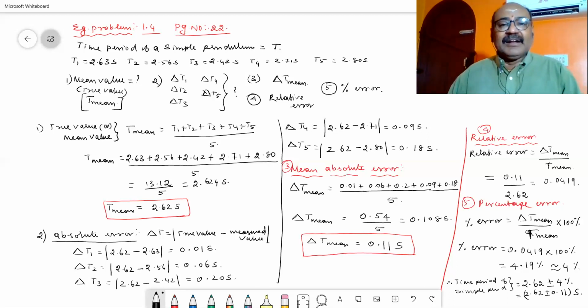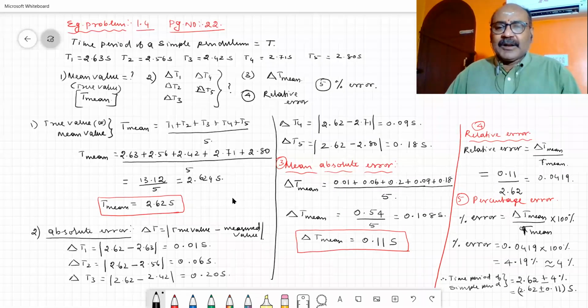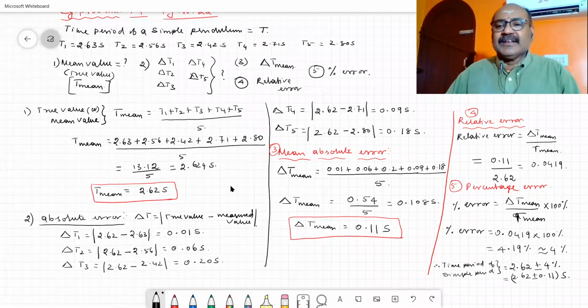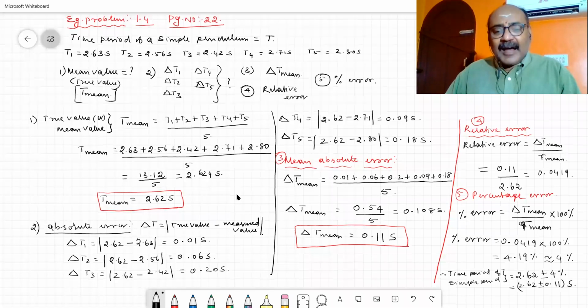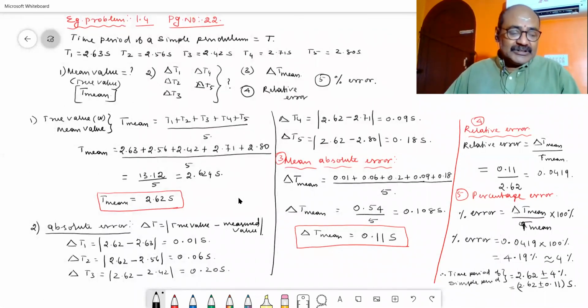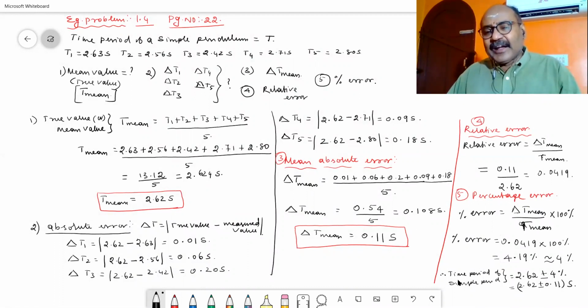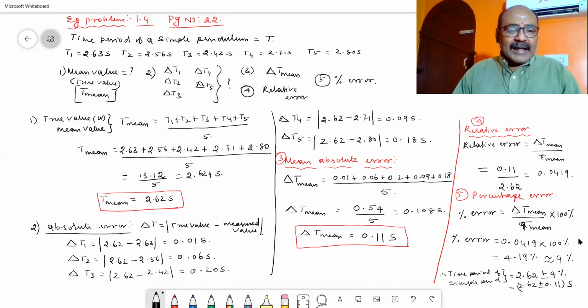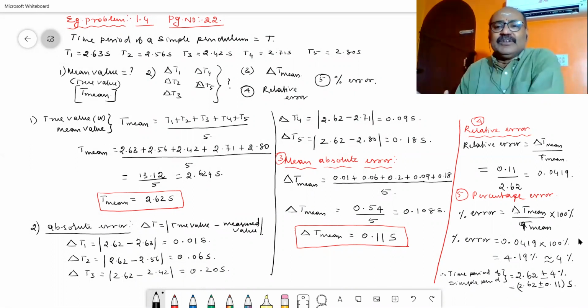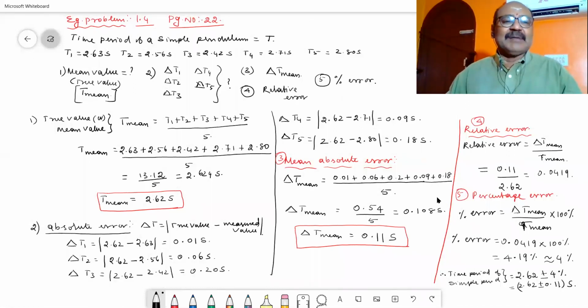Hope you have understood this problem. It is an important problem. For the theory you have studied, an application is given here. We took the time period of a simple pendulum and calculated the errors, and finally we calculated the exact value, or how the time period value varies from which value to which value. This is example problem 1.4 available on page number 22. Hope you have understood.